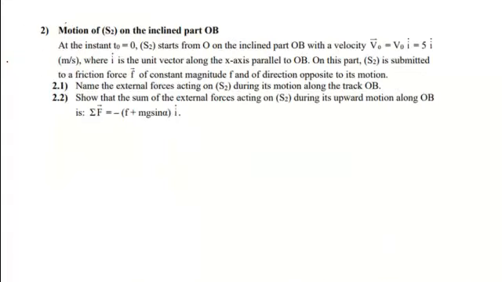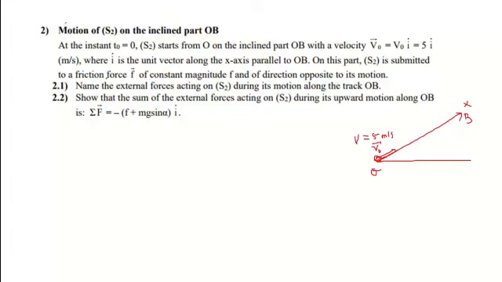Now, part 2, motion of S2 on the inclined part OB. So now, if we want to draw the figure, S2 arrived here; this is O here and this is V. After the collision, S2 had a speed equal to 5 meters per second, and then it moves along the inclined plane with the velocity v0 equal to 5i, where i is the unit vector along the x-axis parallel to OB. So this is the x-axis here, and this is v0. We called it the v0 vector.